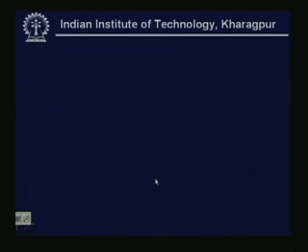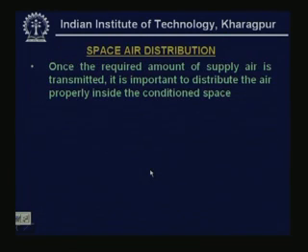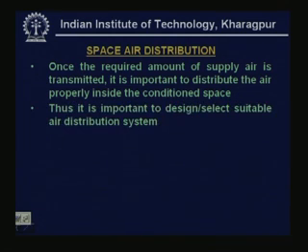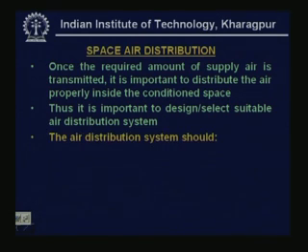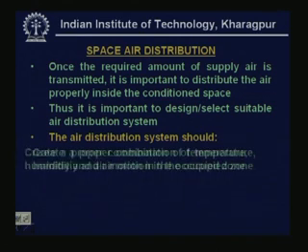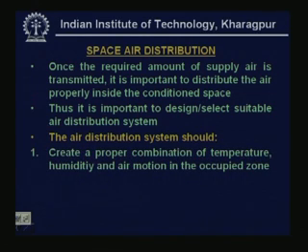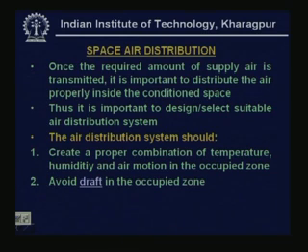So, let me give a brief introduction to space air distribution. As I have already mentioned, once the required amount of supply air is transmitted to the conditioned space, it is important to distribute the air properly inside the conditioned space. Thus, it is important to design or select a suitable air distribution system, and the system selected should create a proper combination of temperature, humidity and air motion in the occupied zone, and it should avoid draft in the occupied zone. What do we mean by draft?